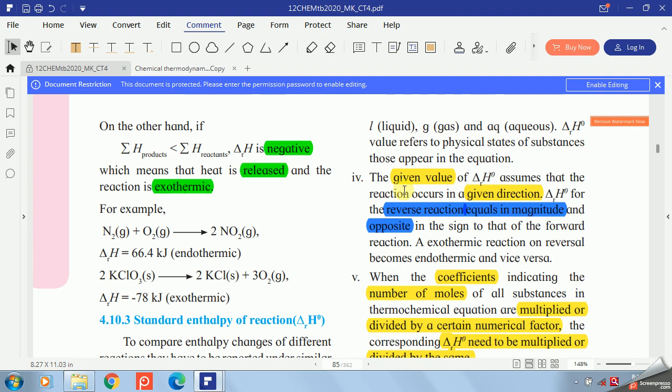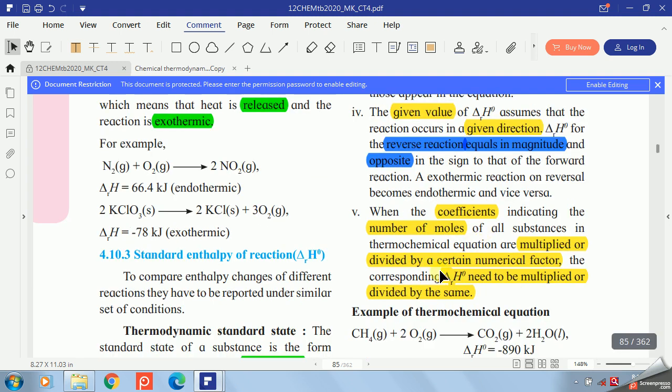The given value of delta r H naught assumes that the reaction occurs in the given direction, and delta r H naught for the reverse reaction is equal in magnitude, but the sign should be opposite to that of the forward reaction. This indicates that if your forward reaction is exothermic, the reverse is endothermic, and vice versa. Or you can say that if forward is endothermic, backward is exothermic.